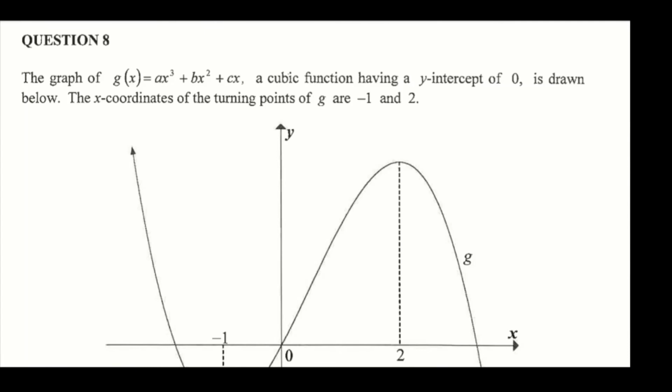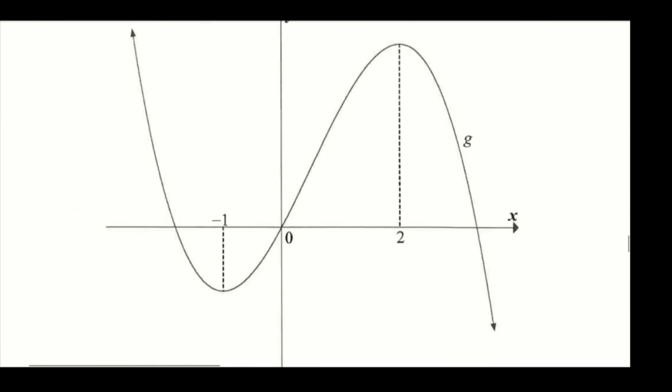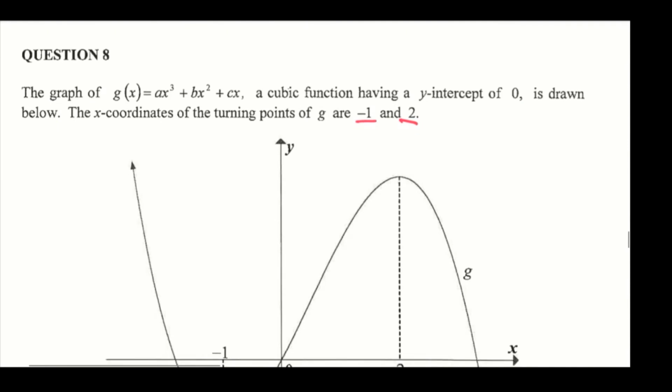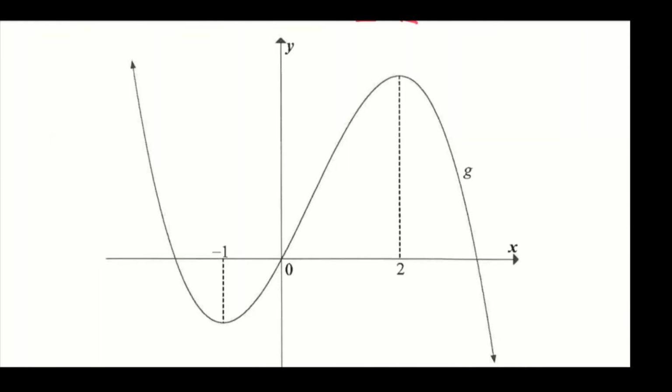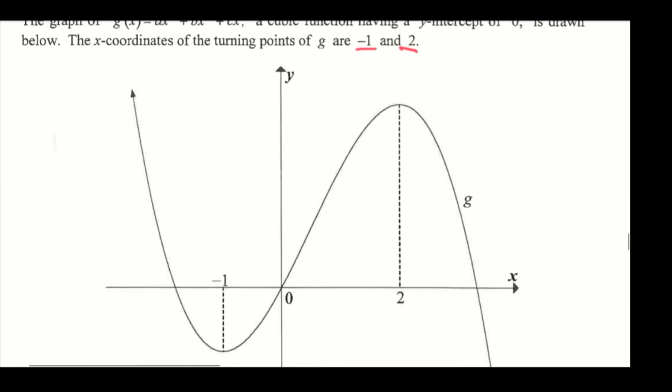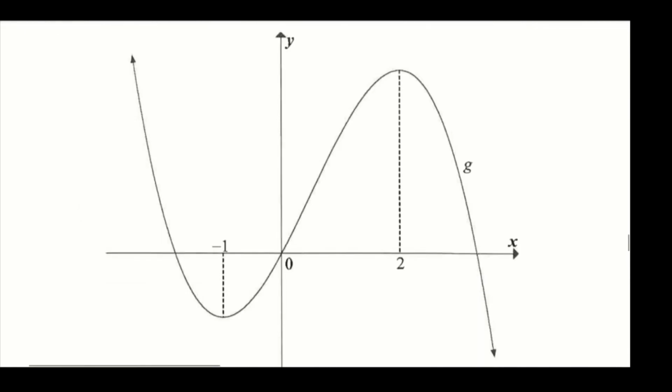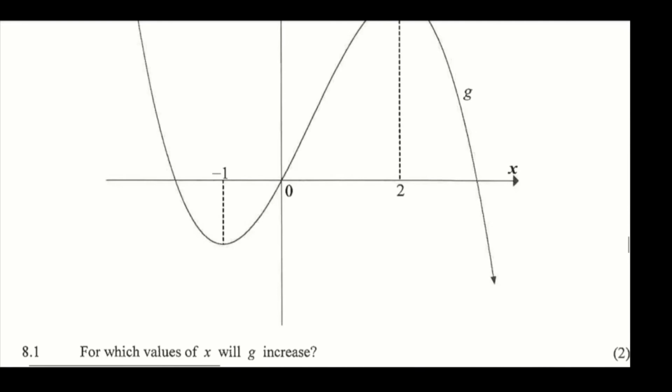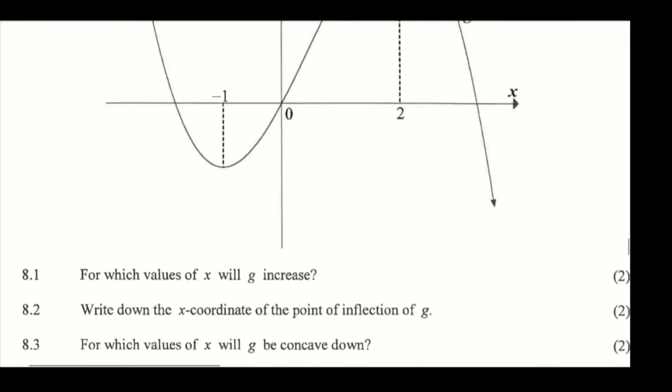A cubic function having a y-intercept of 0 is drawn below. The x coordinates of the turning points of g are minus 1 and 2. So we have everything in the graph, but sometimes the information is written and it's not presented in the graph, so always take note of that. So in this case, everything is written or is presented in the graph. So now let's just answer the question.